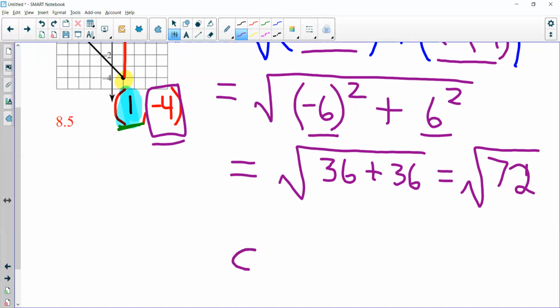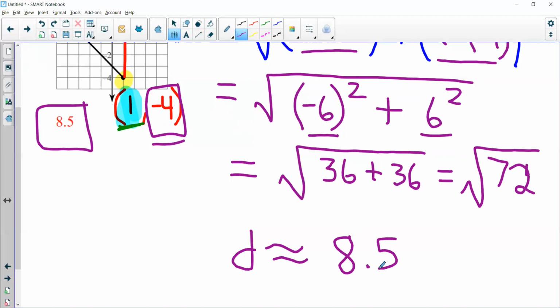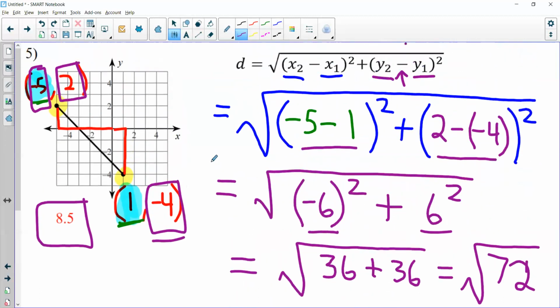And that means my final answer is about equal, and you'll have to use a calculator for this. So you'll type in square root of 72, and you get this number here, if we round it to the nearest tenth, about 8.5. Now let's look back at the picture and see if that makes sense.